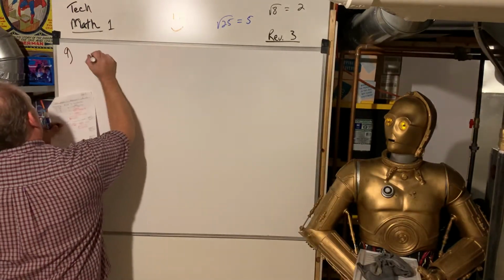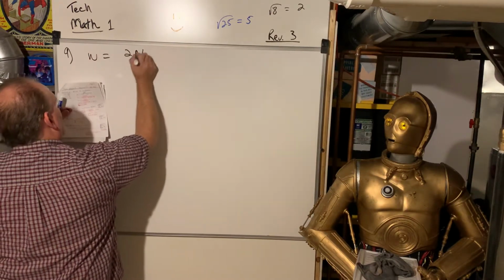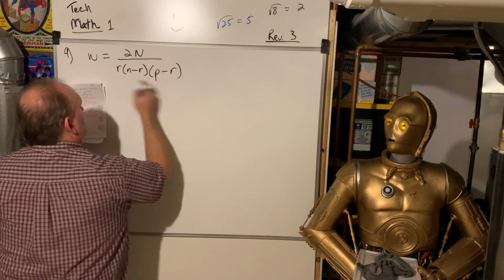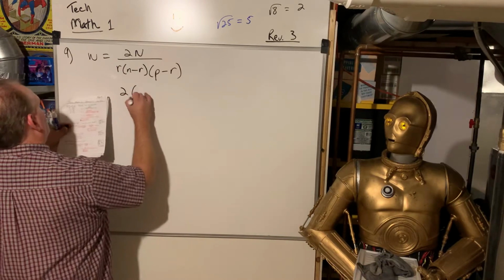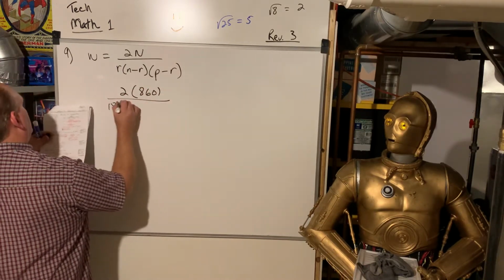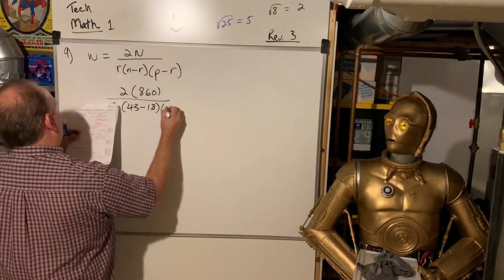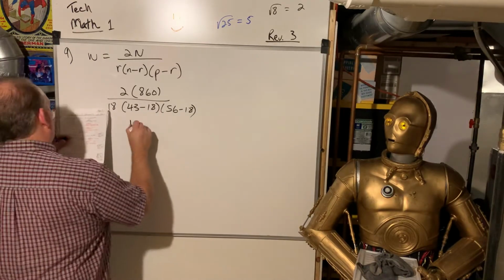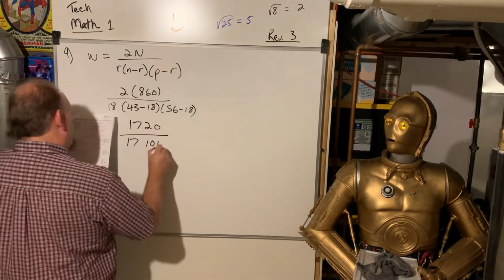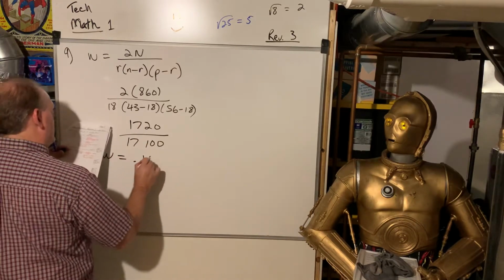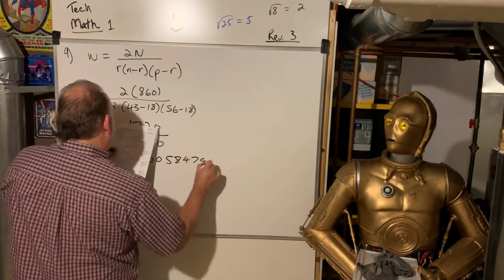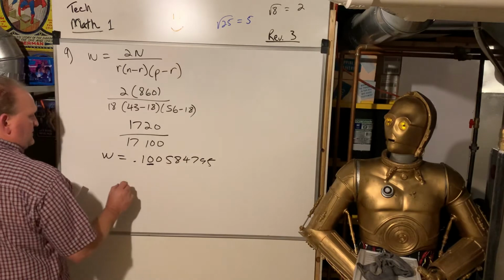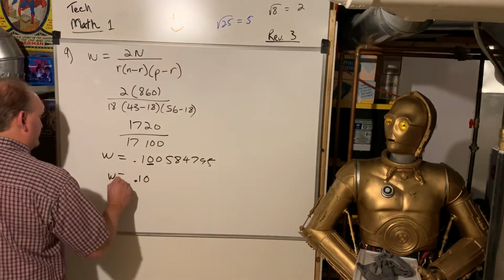All right, 9, geez, more of the same. Lots of these plug and chug problems. I'm hoping we really knock this test out of the park, everybody. Minus R, minus R. Okay, so we're plopping it all in. That's 2, that's 860, that's 18, that's 43 minus 18, that's 56 minus 18, and again, I crunched it all out and did 1720 over 17,100, and then divided it and got 0.100584795, and then it says round to hundredths, this time hundredths, and so there's hundredths place, and there we are.